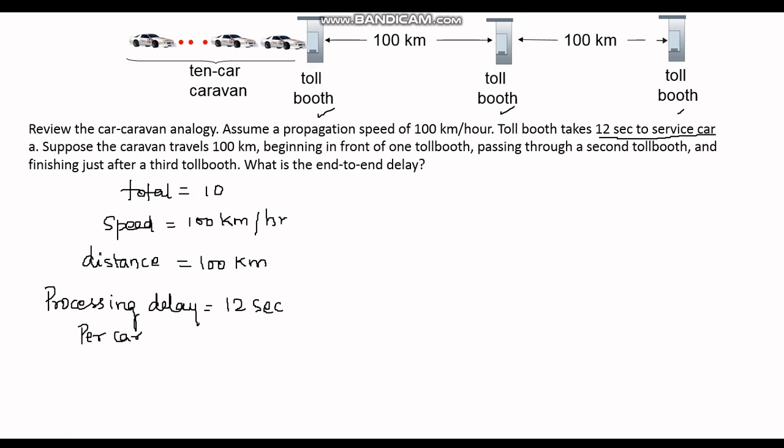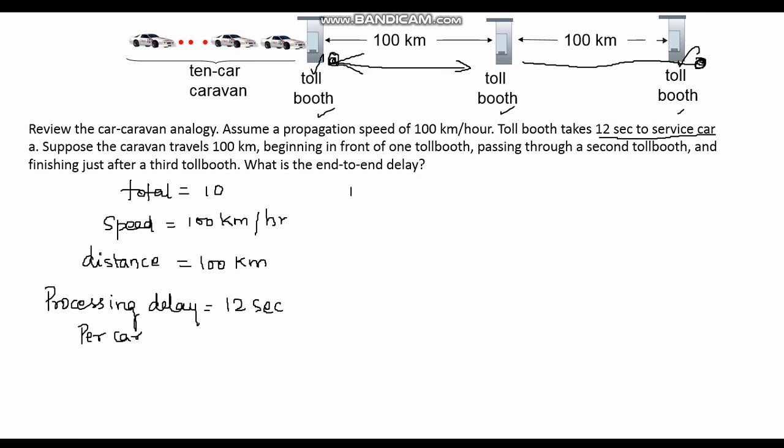The question asked is: suppose a caravan travels 100 kilometers, beginning in front of one toll booth. Imagine it starts here, crosses this link, passes through the second booth and just finishes after the third. What is the time taken? What is the end-to-end delay for a car to start here and to end here?